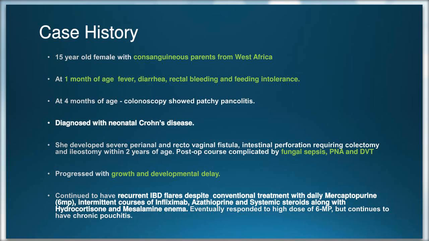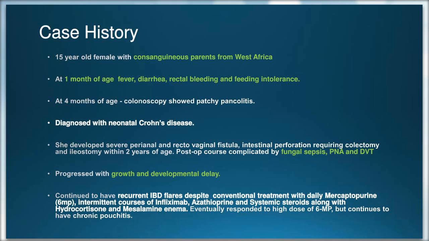At 1 month of age, she presented with fever, diarrhea, rectal bleeding, and feeding intolerance. At 4 months of age, she had a colonoscopy which showed patchy pancolitis. She was diagnosed with neonatal Crohn's disease. She developed severe perianal and rectovaginal fistula and intestinal perforation, requiring colectomy and ileostomy within 2 years of age. Her post-op course was complicated by fungal sepsis, pneumonia, and DVT. She progressed with growth and developmental delay.